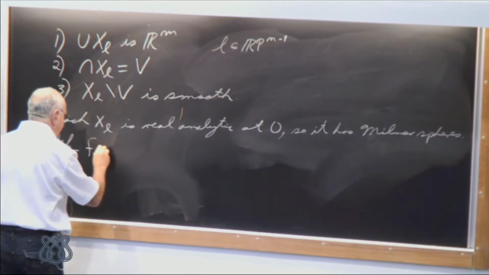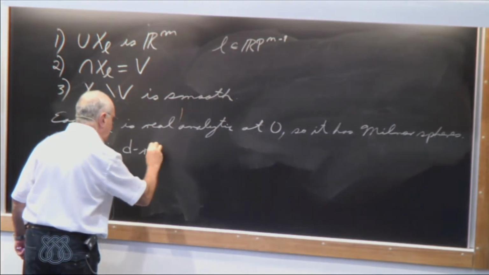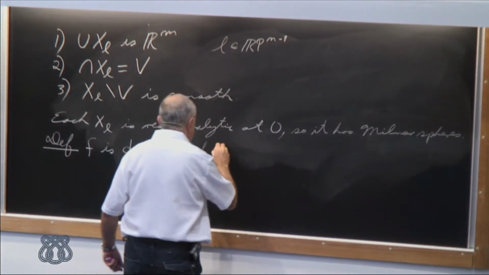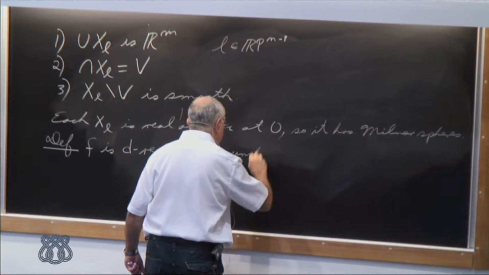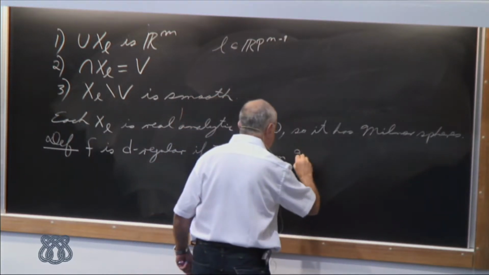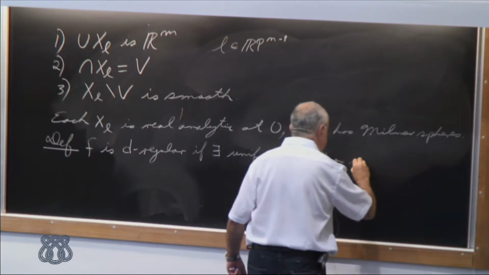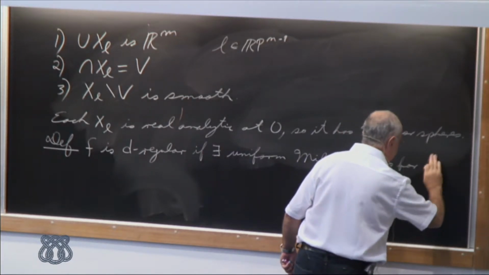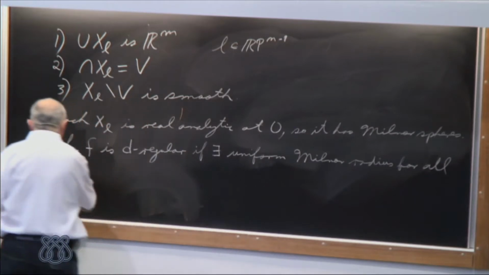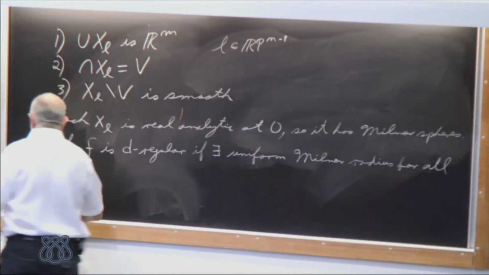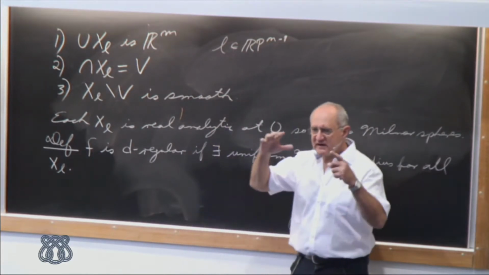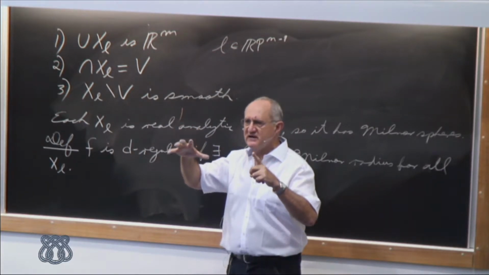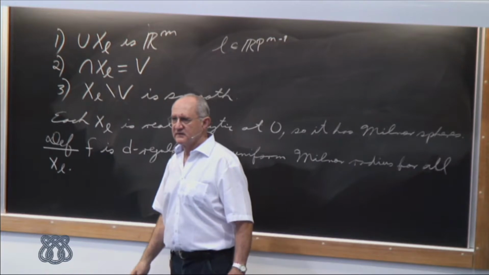F is d-regular if there exists a uniform Milnor radius for all XL. In other words, if there exists an epsilon sufficiently small so that each sphere of radius less or equal to epsilon intersects transversally each XL. Okay, so that's a definition.